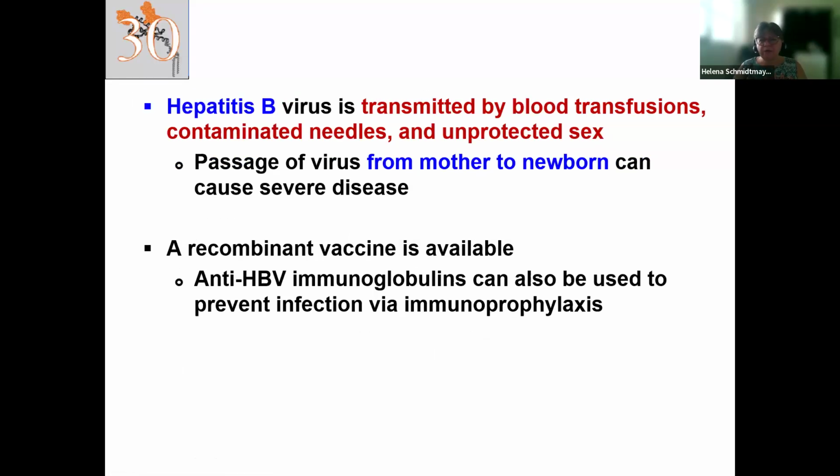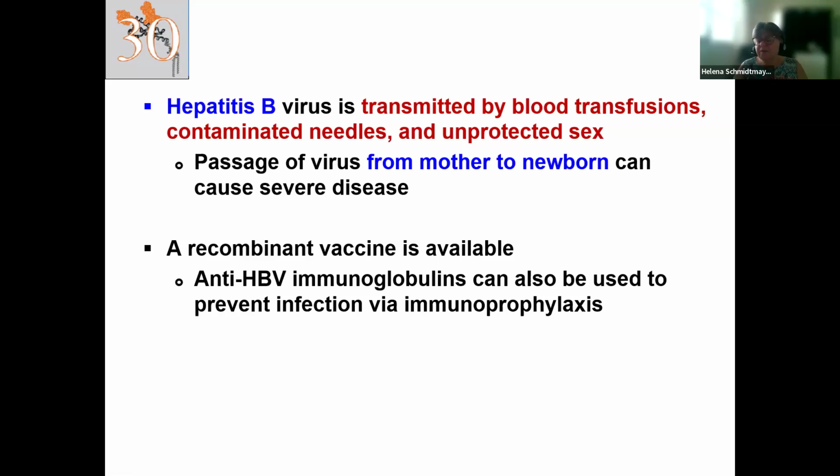Hepatitis B virus is transmitted by blood, contaminated needles, or unprotected sex. It can be transmitted by blood transfusion. However, nowadays, every single donor is tested for hepatitis B, so there is a very limited or almost non-existing possibility to transmit hepatitis B that way. However, it can be transmitted via contaminated needles, for example, in intravenous drug users.